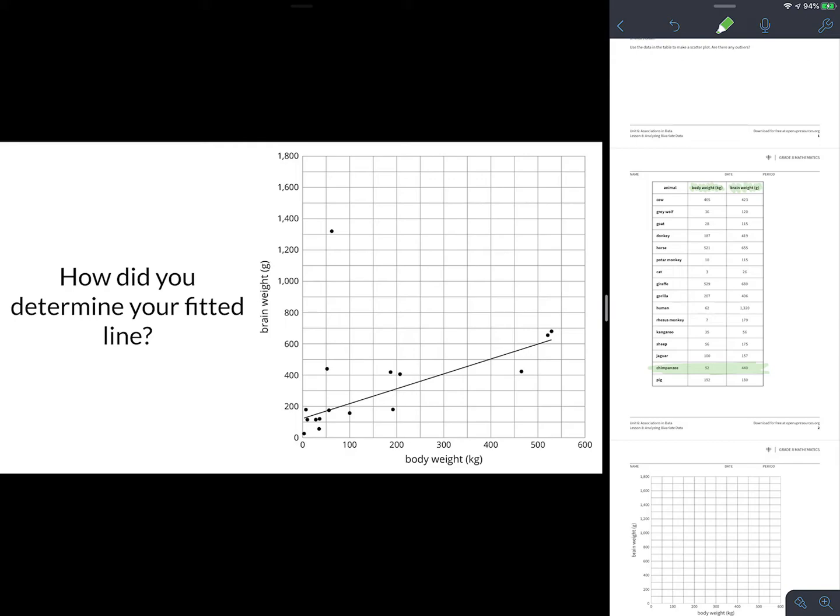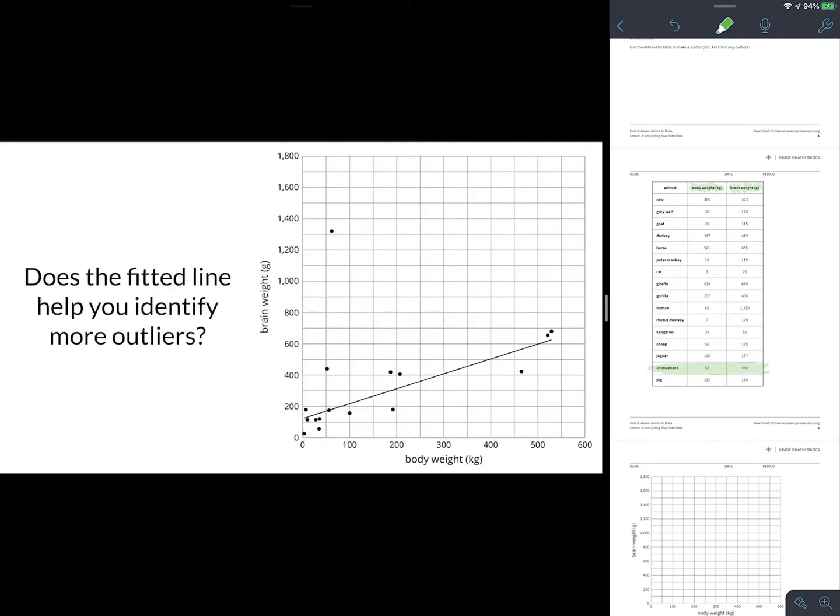And then how did you determine your fitted line? Hopefully you did draw that blob and cut it down the middle, and it should look very similar to this. And then once you have that line, it really should help you identify more outliers. But really, I would say the majority of the data is pretty much in line with the trend, minus that chimpanzee.